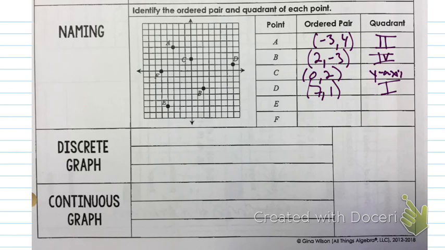E. 4 left, 6 down. That puts us in quadrant 3. And last but not least, G. I'm joking. F. And that is 5 right, 0 up, and that's located on the x-axis.